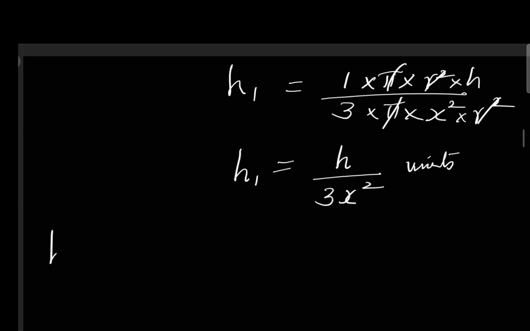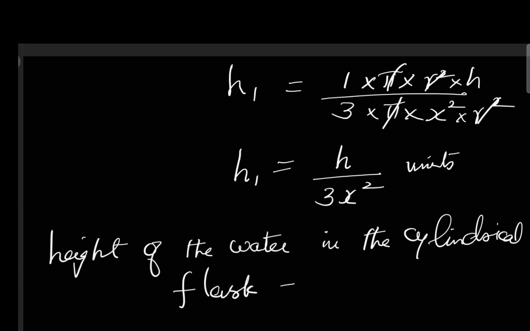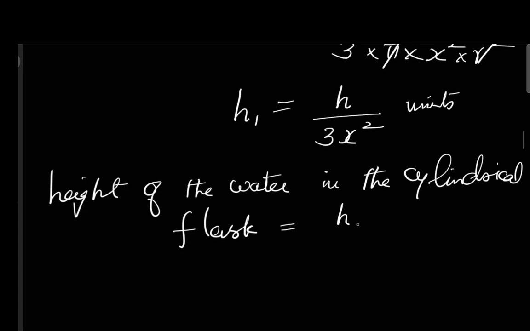So height of the water in the cylindrical flask is equal to h by 3x squared units.